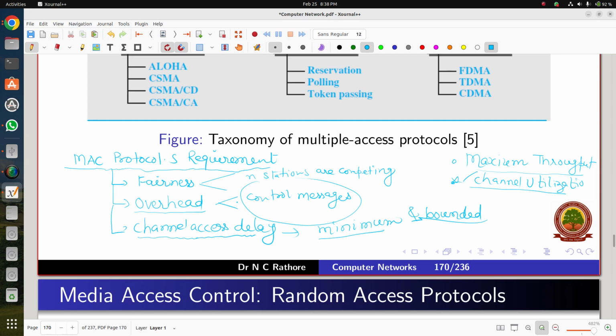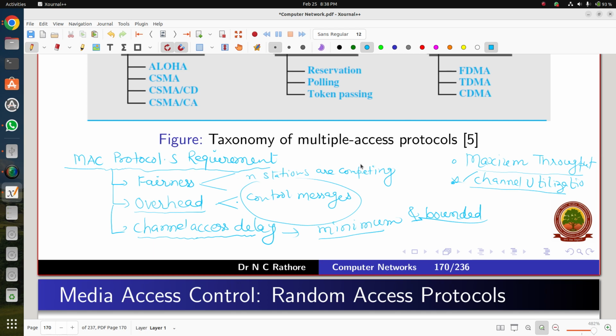That means the data rate should be higher, and channel utilization, or bandwidth utilization, should also be higher. So these are some of the features that we expect from a MAC protocol. Sometimes we say that in contention based protocols collision should be minimum. Okay, so these are the points on the basis of which we can decide which protocol is best suitable for your need.